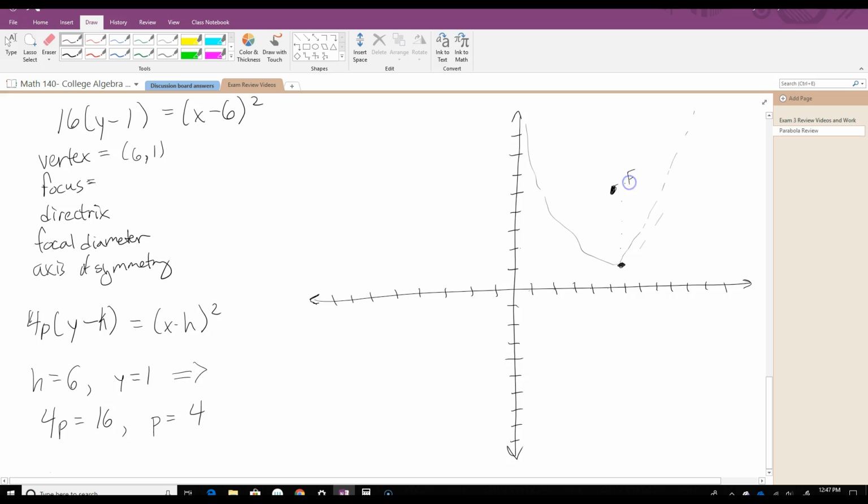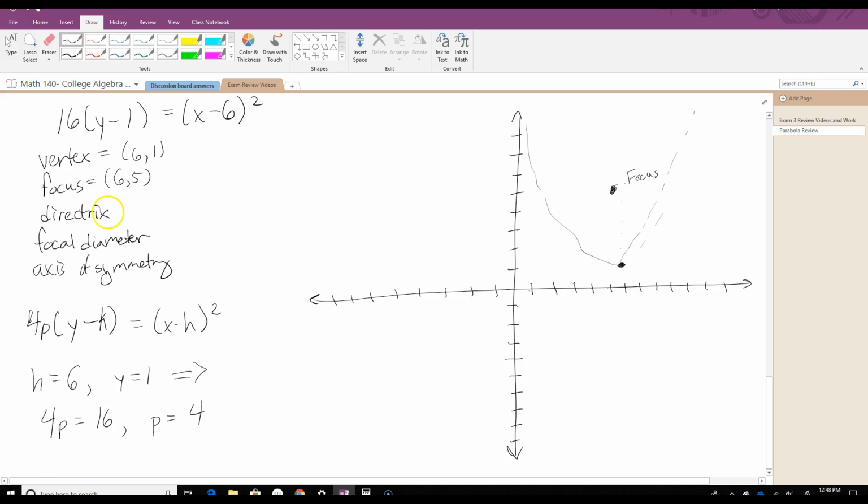Okay, and so there's my focus. And if I look, what's that point? That point is (6, 5). Okay, so my focus is going to end up being (6, 5).